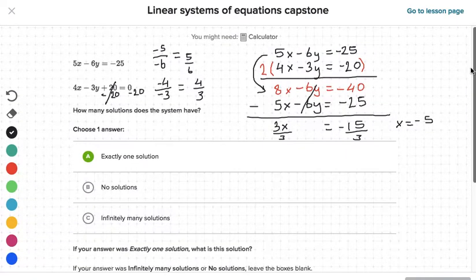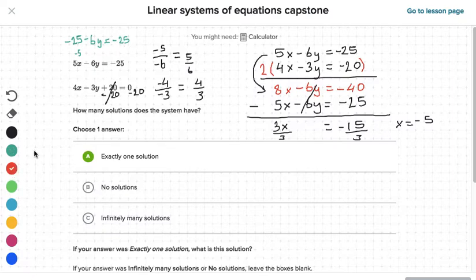And the second one we're looking for here, now we're just going to plug x equals negative 5 into one of our equations. So if we plug in negative 5 right here, for x we get negative 25 minus 6y equals negative 25.